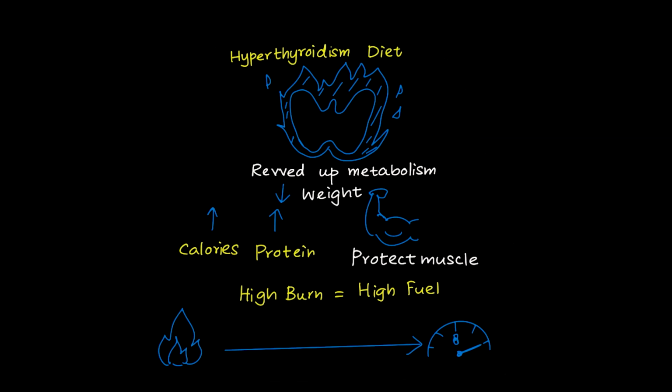Here's a WGU D440 OA exam tip for you. When the question mentions hyperthyroidism or high metabolism, pick high calorie and high protein. Quick recall hook: high burn, high fuel.